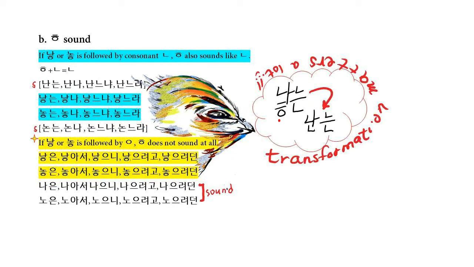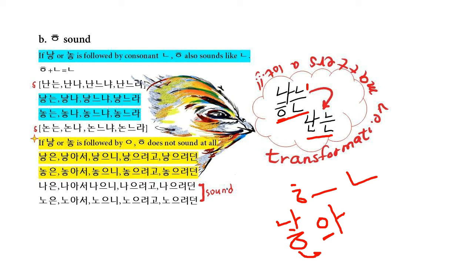And when the hiut bottom consonant is followed by niun, this hiut changes its sound into n sound. So this word will sound like nanun. But when this hiut bottom consonant is followed by a vowel, this hiut does not sound at all. This hiut loses its sound. So this will be said like naa.